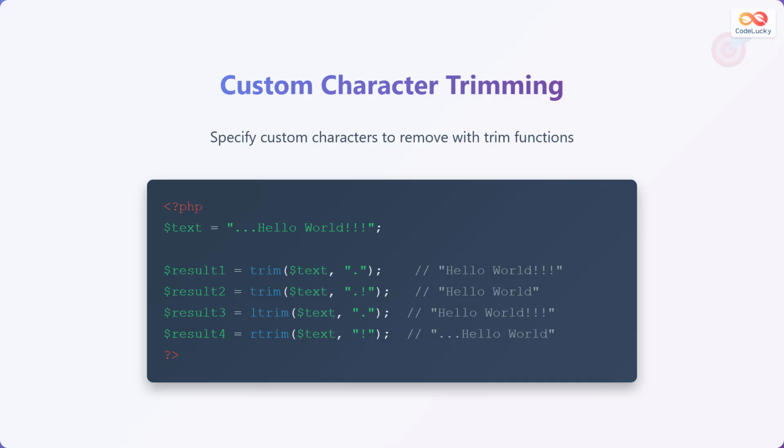The ltrim function, in this case, removes only the dot characters from the left side, so the result is hello world. The rtrim function removes only the exclamation point characters from the right side, resulting in hello world.